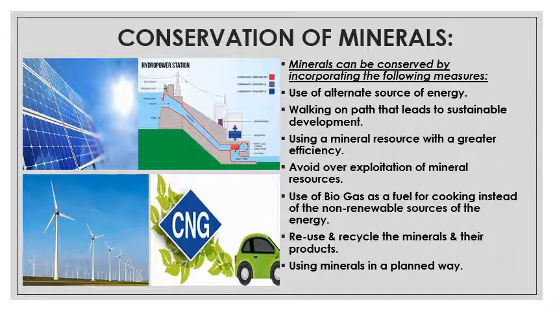Next, use biogas as a fuel for cooking instead of non-renewable sources like coal, which are creating so much pollution also. Reuse and recycle the minerals and their products. Reuse, for example: you have written something on paper and now that paper is of no use. You can reuse that paper by putting beautiful colors on it. You can make paper bags of that paper, and use them instead of plastic bags, which are so dangerous for our environment.